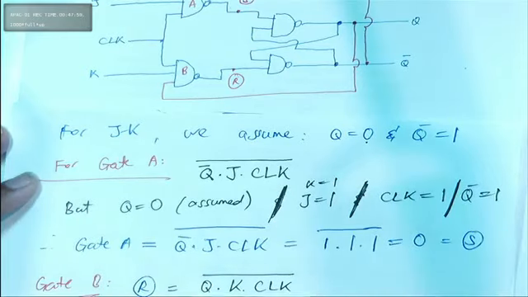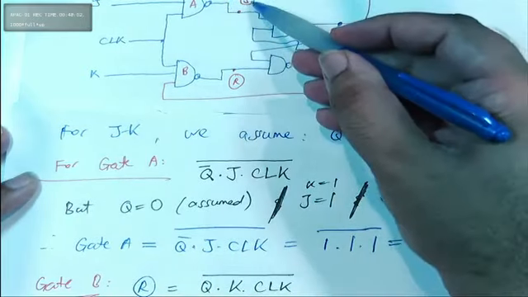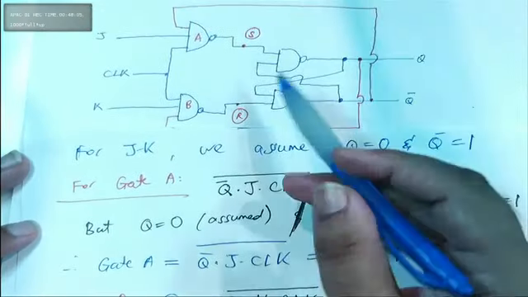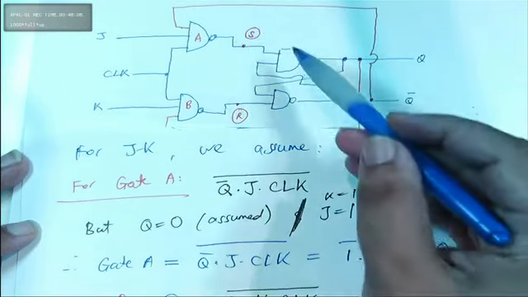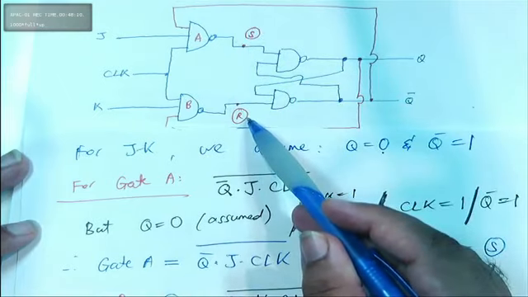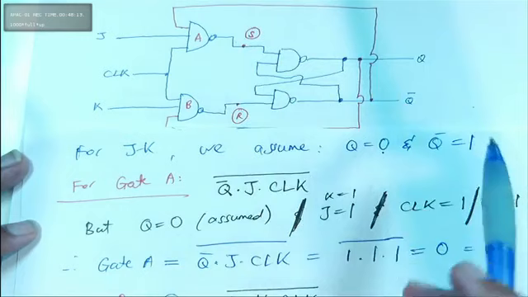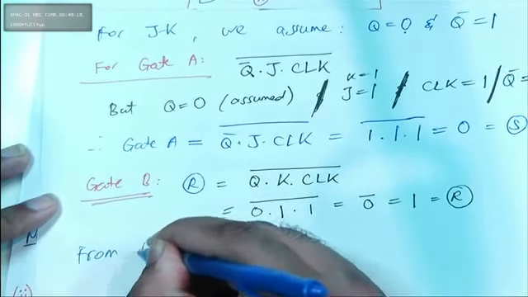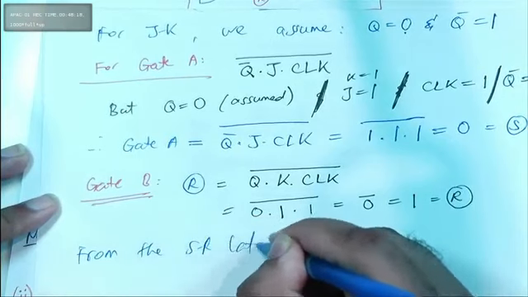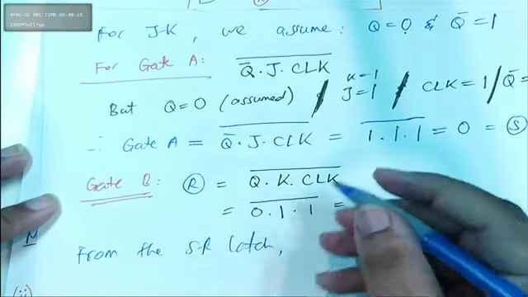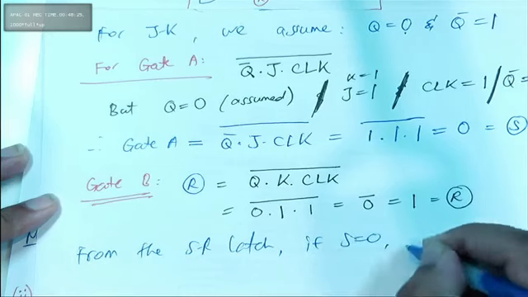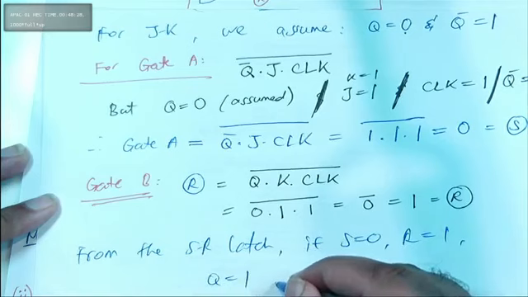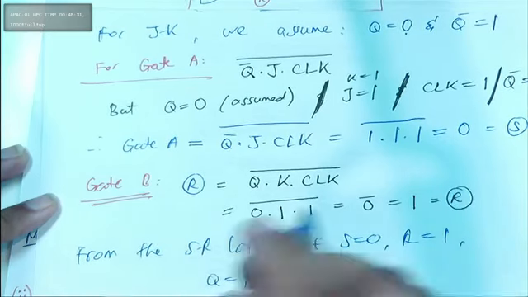So what are we feeding into S circle now? That's a 0. And what are we feeding into R circle? That's a 1. So what do we get from the SR latch? If S equals 0, R equals 1, Q is equal to 1, and Q bar is equal to 0. Now remember that.